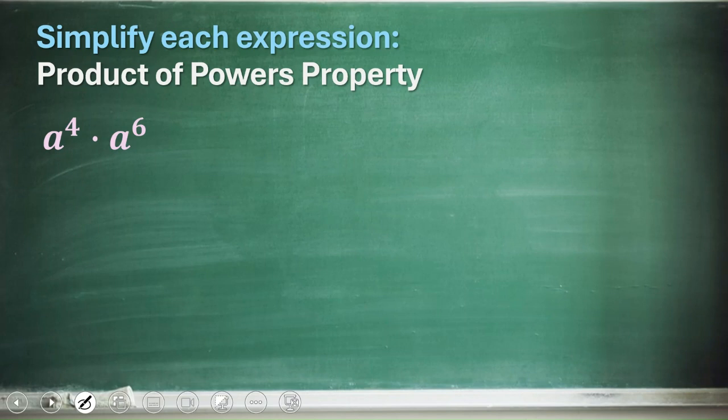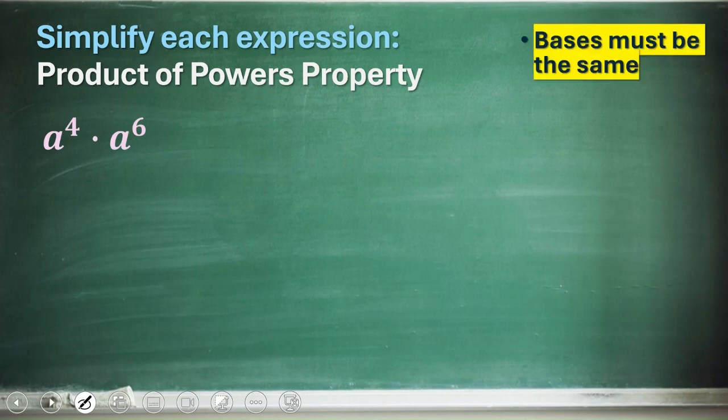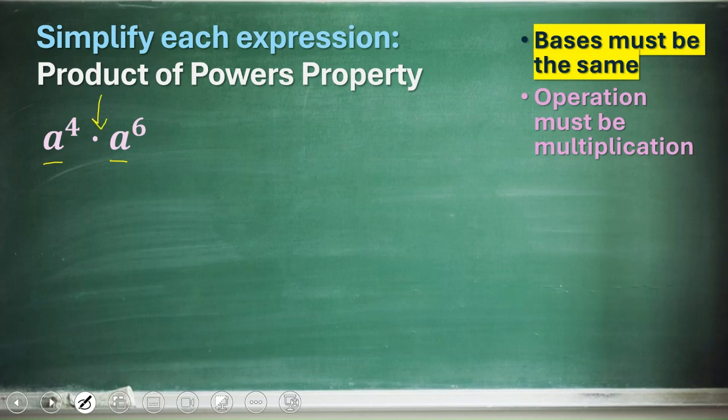First, when we use this property, our bases must be the same. In this example, our bases are the variable a. They're the same, we can use this property. Not the same, we can't. Two, the operation must be multiplication. As you can see here, these terms are being multiplied. If it's not multiplication, this property doesn't work. And finally, our shortcut for this property is to add the exponents.